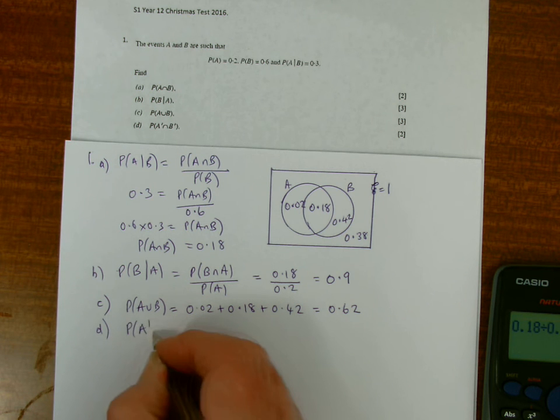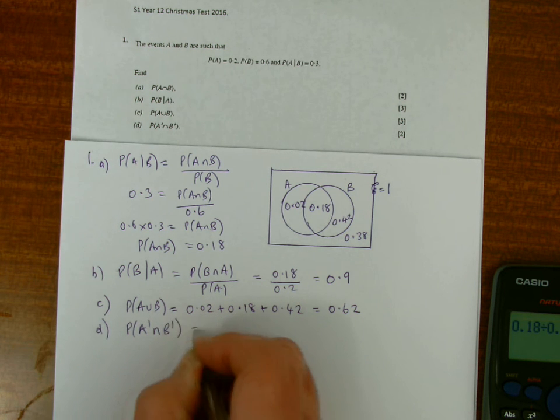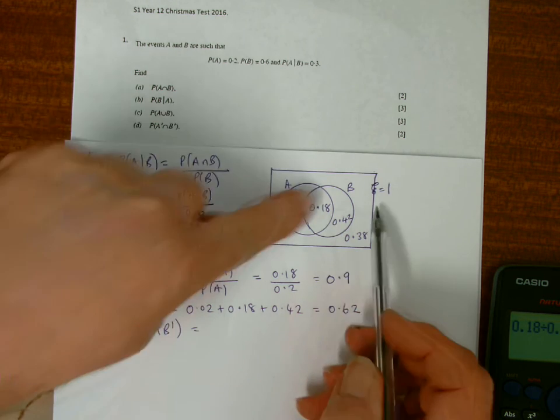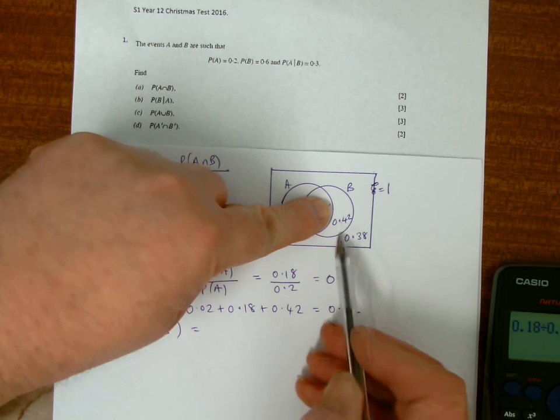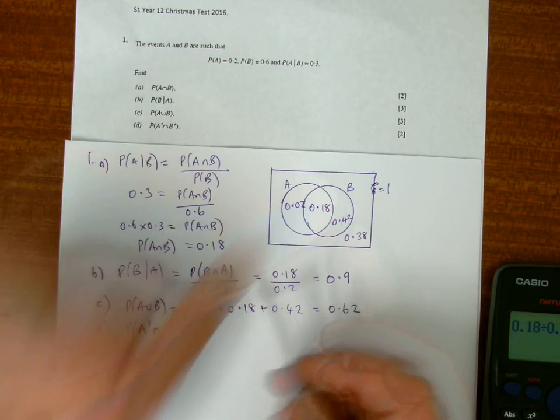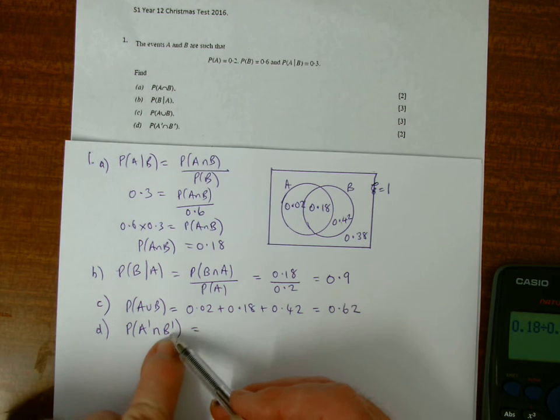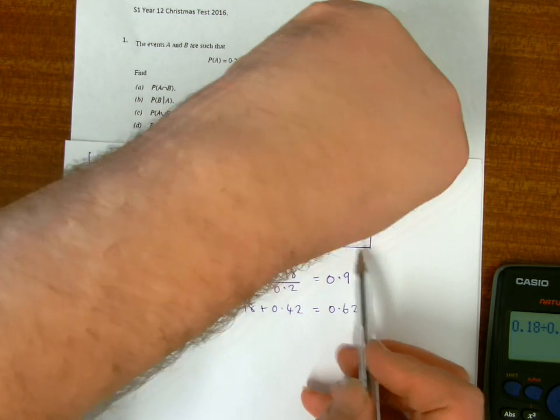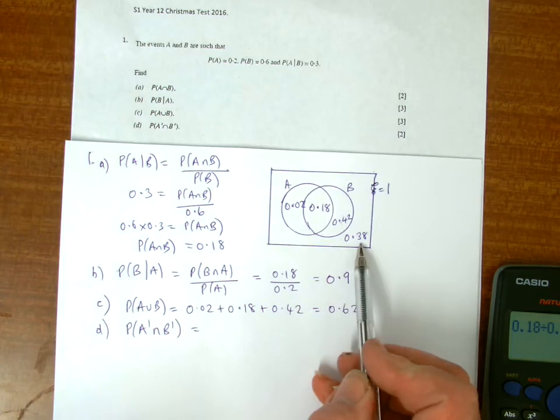probability of A dashed intersection B dashed. So that means it's got to be outside of A. So there's the A circle. Outside the A circle are those two values, 0.42, 0.38. And also it's got to be outside of B. So outside of B is 0.02 and 0.38. And the value that I saw twice is the 0.38.